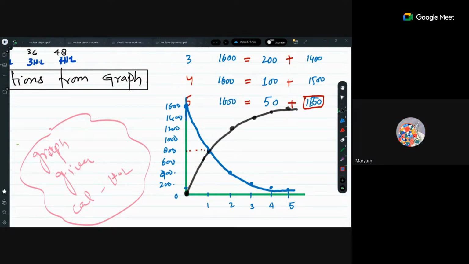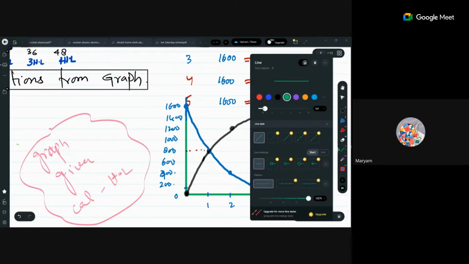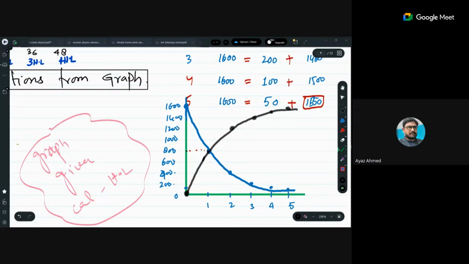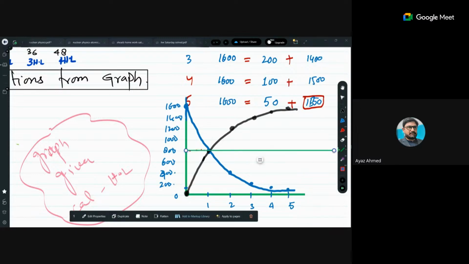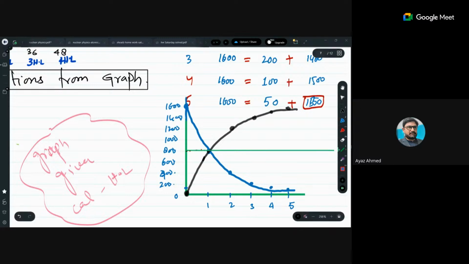So the question will specifically mention which graph is to plot, right? Yes, if the question is the graph of products, then you have to draw this black curve. And if the graph is the graph of remaining number of nuclei, then you have to draw this blue curve. So blue curve is remaining number of nuclei, and black is products.